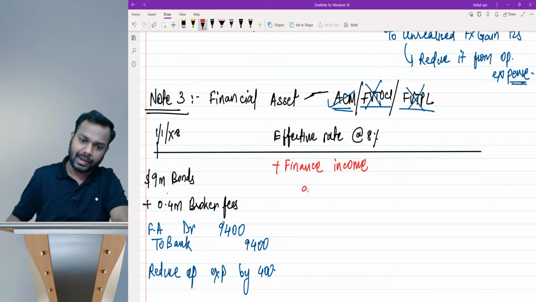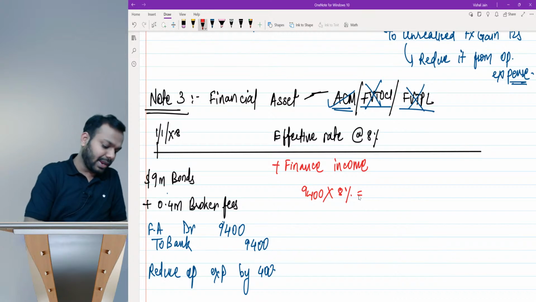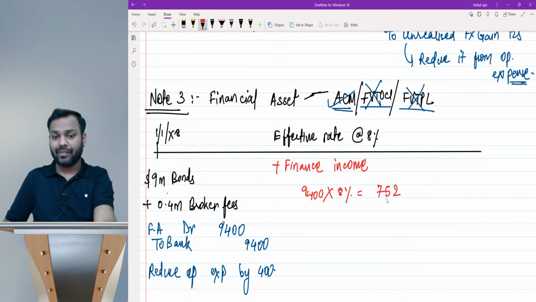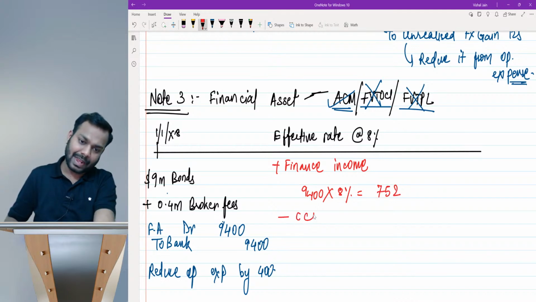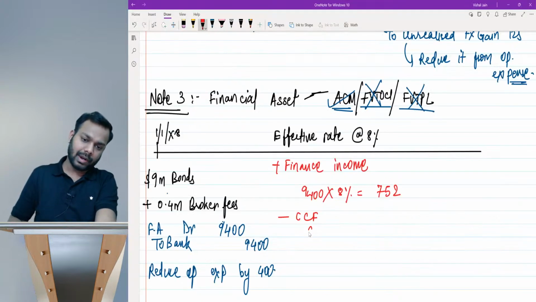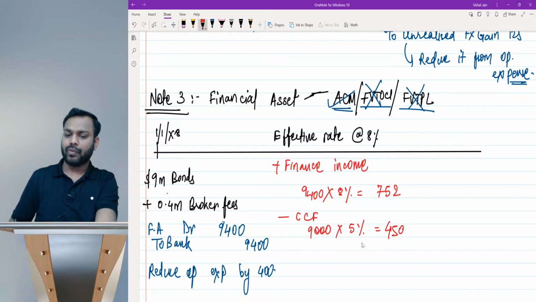Finance income will be 9,400 multiplied by 8%, which is equal to what amount? 9,400 multiplied by 8% is 752. Now, minus the contractual cash flow. What is the contractual cash flow? It is the 5% bonds of 9 million. So 9,000 multiplied by 5% is 450. 450 is the contractual cash flow.